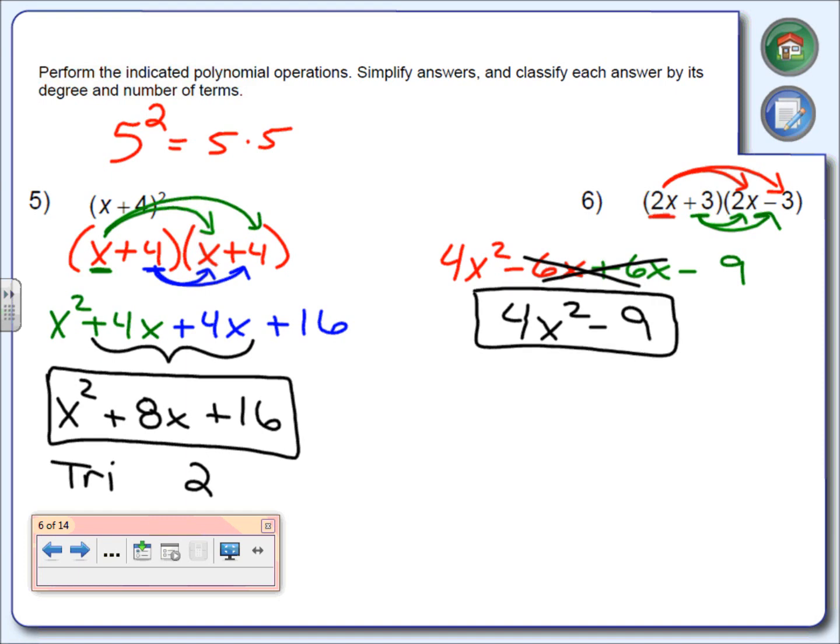What are we going to call that thing? Binomial. And what degree is that binomial? 2.